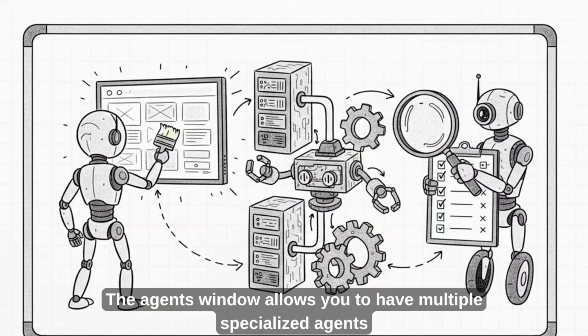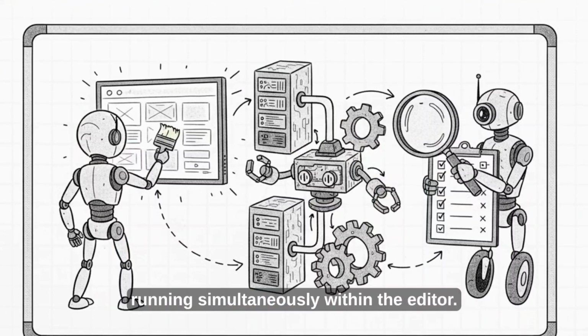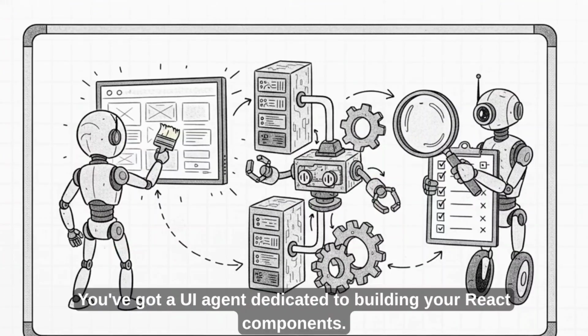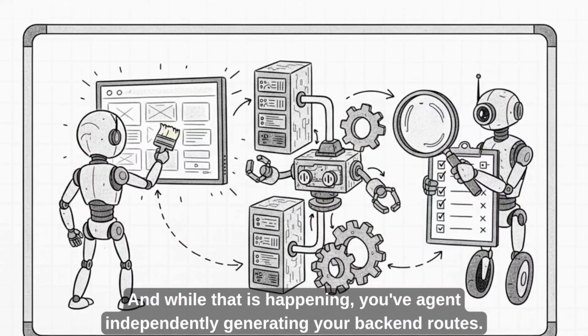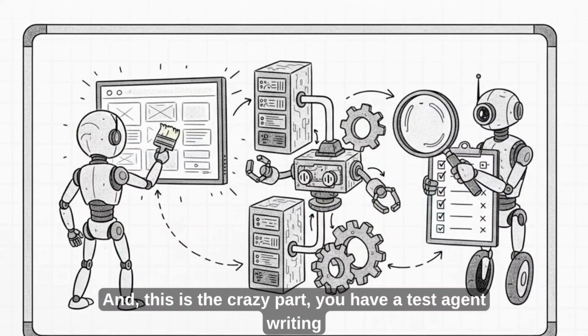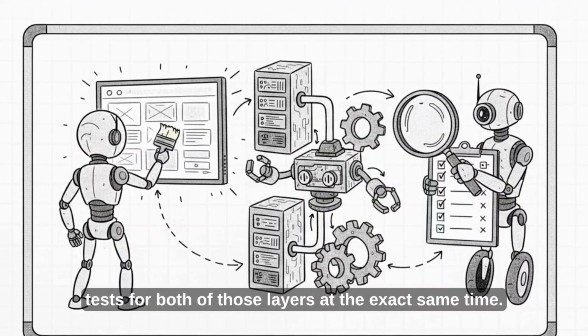The agents window allows you to have multiple specialized agents running simultaneously within the editor. You've got a UI agent dedicated to building your React components, and while that is happening, you have an API agent independently generating your backend routes. And, this is the crazy part, you have a test agent writing tests for both of those layers at the exact same time. You aren't just getting a little bit of assistance.